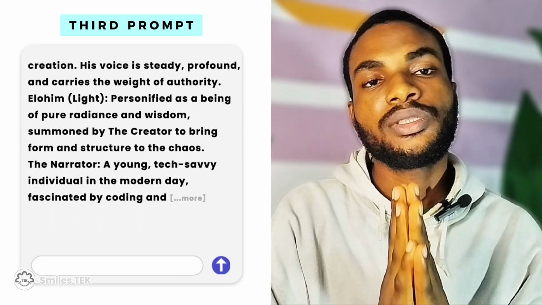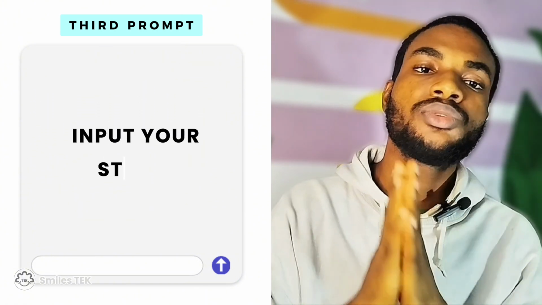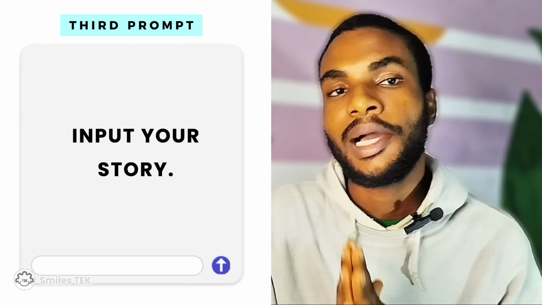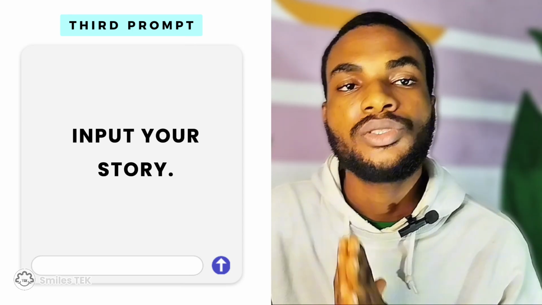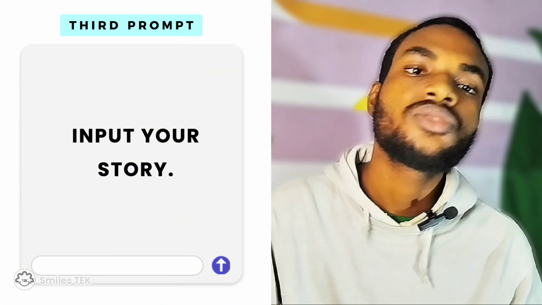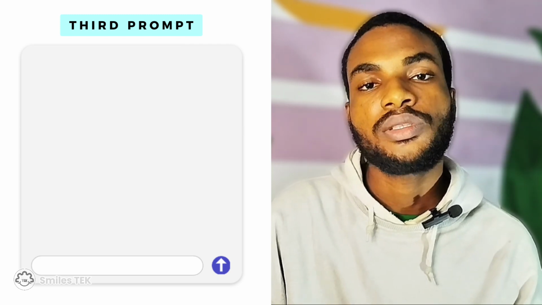Now, once you're done inputting the characters into your prompt, finally you input your entire scene, your entire story. Just copy the entire story and place it underneath. And once you're done with that, you hit enter. All of this is done to give the AI an exceptional idea of what your story should be all about. So you can try out this prompt on these AI platforms.